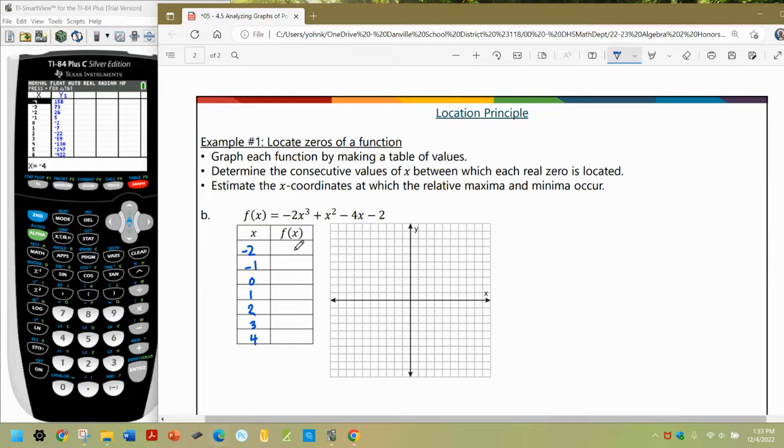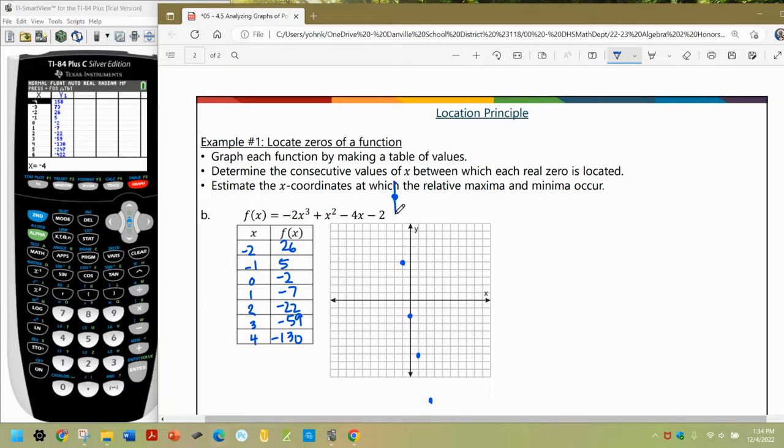The y values are 26, 5, negative 2, negative 7, negative 22, negative 59. Yeah, they keep getting smaller, negative 130. Graph the ones you can. So negative 1, 5, 0, negative 2, 1, negative 7. And then negative 2 and 26 is like a really tall point off the graph. And then 2, negative 22 is a really low point off the graph.